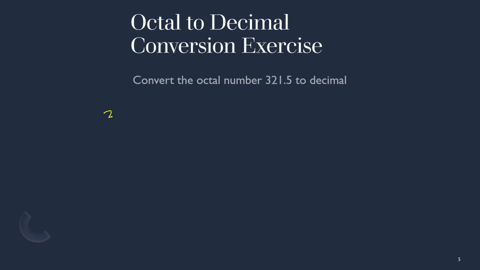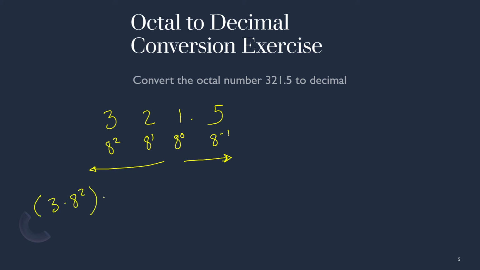All right, so 321.5. This is our origin point. This way we subtract 1, this way we add 1. So this is going to be 8 to the negative 1, 8 to the 1, and 8 to the 2. Same thing as before, it's not any different. Even though we have a fraction here, we just subtract our powers instead of adding. So it's going to be 2 times 8 to the first plus 1 times 8 to the 0 plus 5 times 8 to the negative 1.